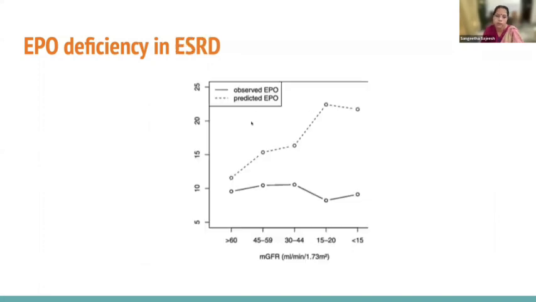This graph is important because it has two lines. One is the dotted one, and the lower one is the straight line. The dotted one is the predicted erythropoietin level, and the lower one is the observed erythropoietin level. And on the x-axis, you can see the eGFR. Here it is coming down to less than 15, that is end-stage renal disease. So dialysis patients come in this group. Here you can see there is a huge gap between the observed and the predicted erythropoietin. See, the observed erythropoietin is here, but the predicted is here. So there is a huge gap. There is absolute erythropoietin deficiency in end-stage renal disease.